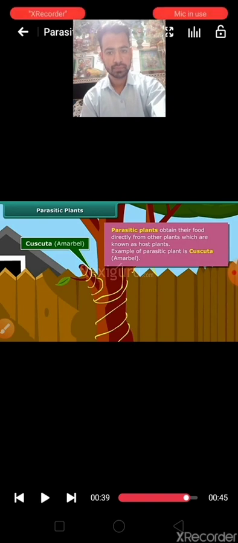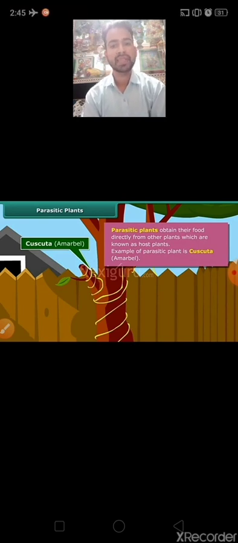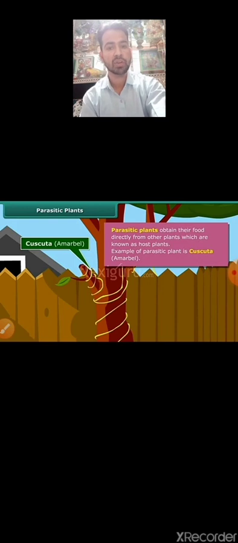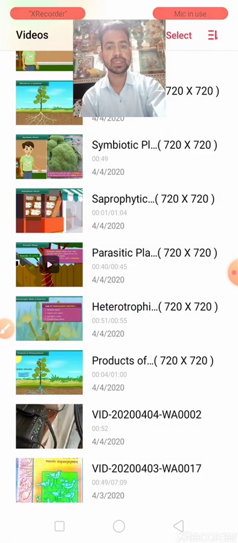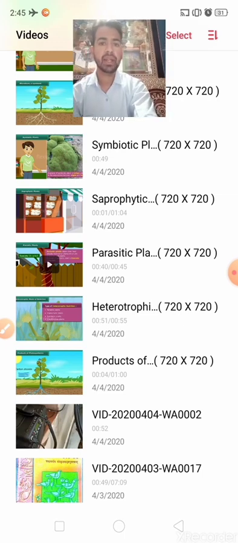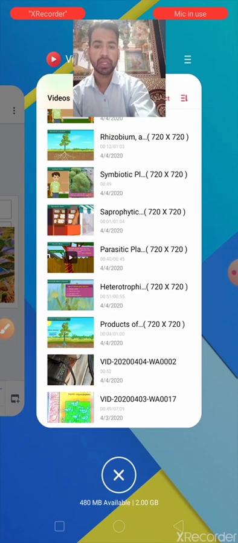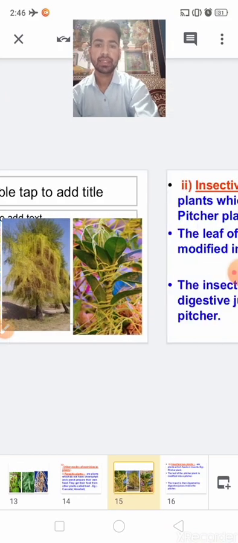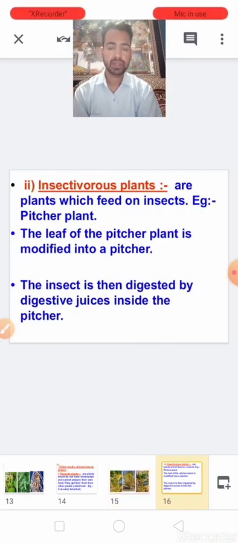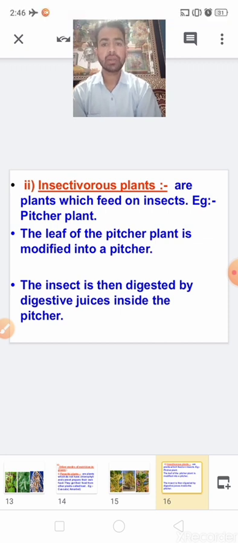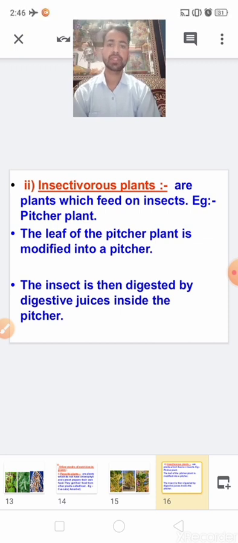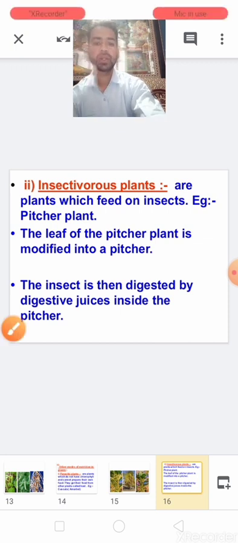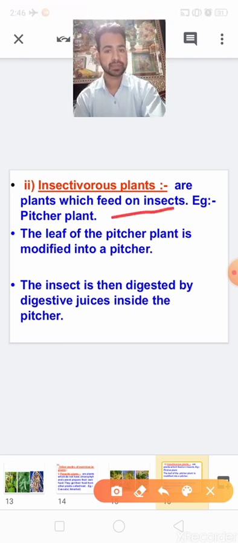Okay children, so parasitic plant you can see in the picture, that is round shape. So they are living on the host and without killing host, they are taking their food. Okay, so the first, that is parasitic plant in heterotrophic mode of nutrition. Second, that is insectivorous plant. As the name suggests, these plants take the insect as food. Okay, so insectivorous plant, we can say that are plant which feed on insect.